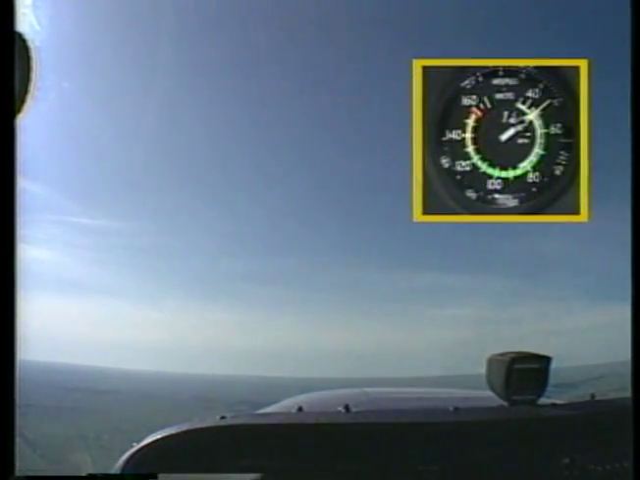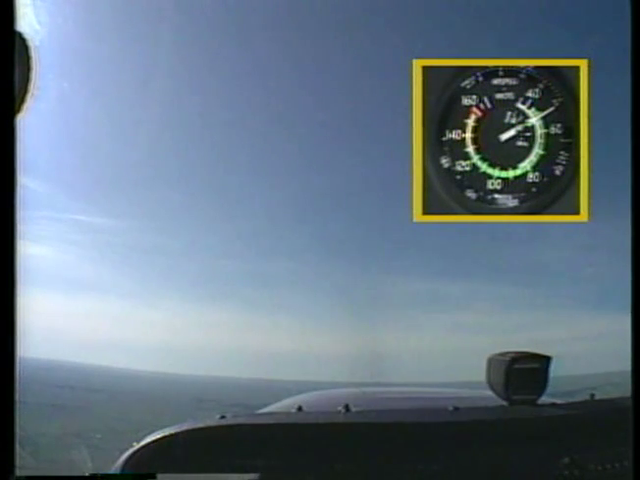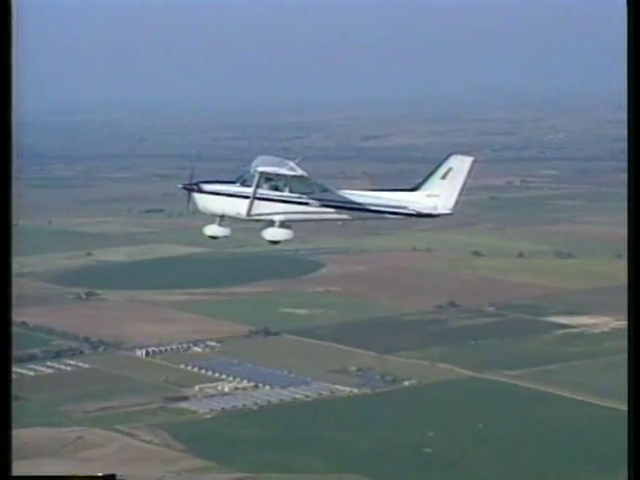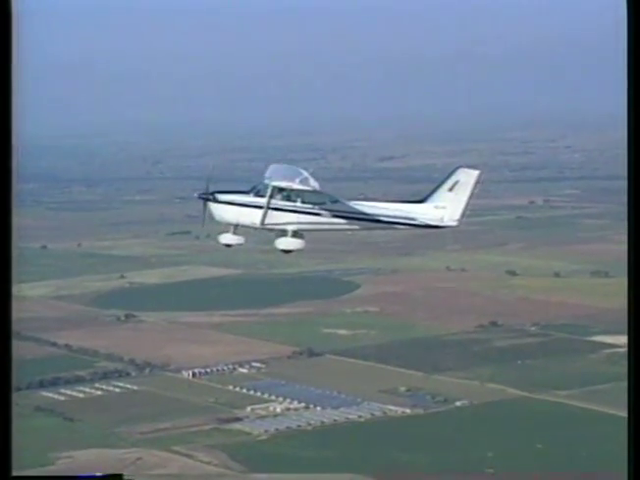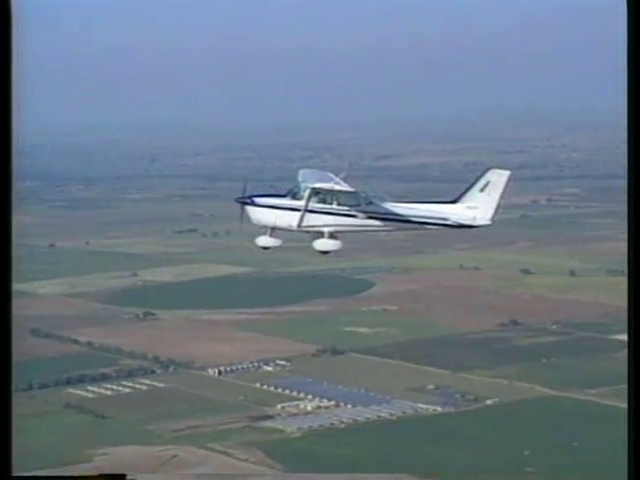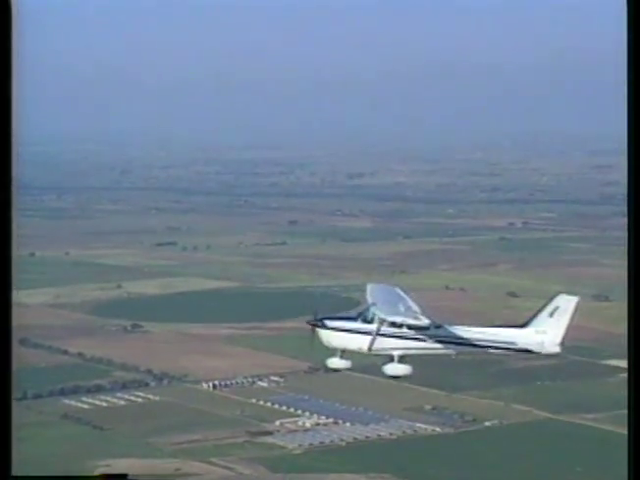On the other hand, if you decrease the pitch to descend without reducing power, the airspeed will increase above that desired. The proper way to descend is to reduce power and adjust the pitch attitude. Climbing and descending in slow flight demonstrates that power controls your altitude when you maintain the same airspeed.